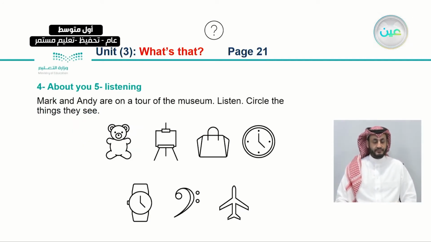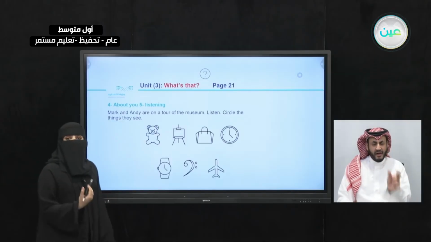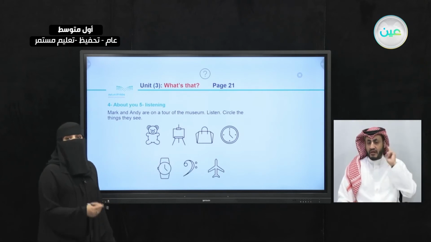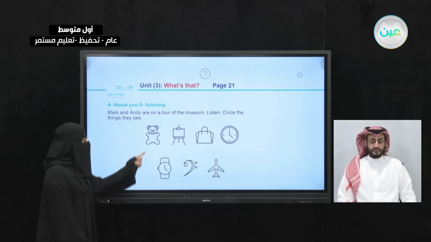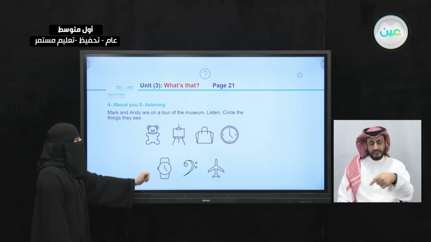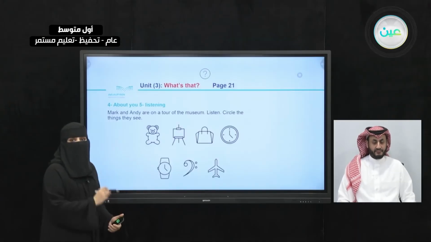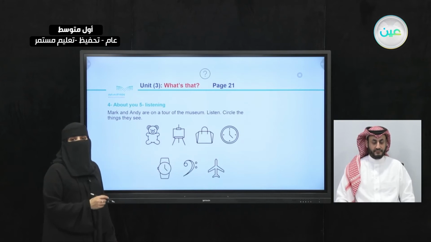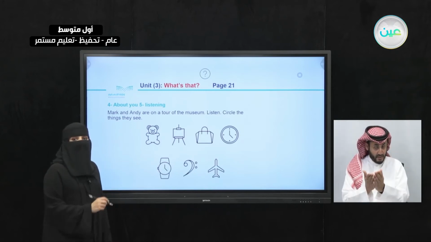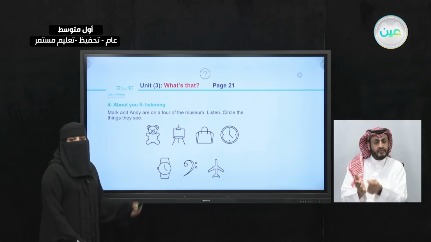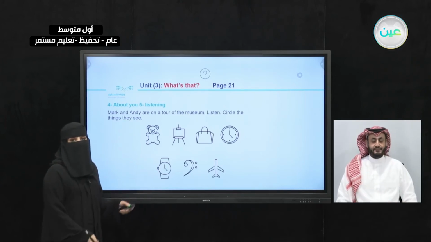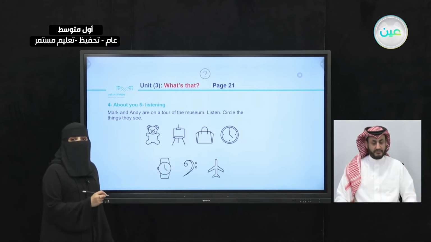About you and listening, Mark and Andy are on a tour of the museum. Listen and circle things they see. There are certain items, and while you're listening, you need to pay attention to those items. Sometimes you're familiar with some of them, like tote bags, painting, teddy bear. Whenever you hear that item, you're supposed to circle it. Remember, it's a good idea to keep a notebook near you, and whenever you hear a word related to the questions, you're going to circle the item or write a note next to it.